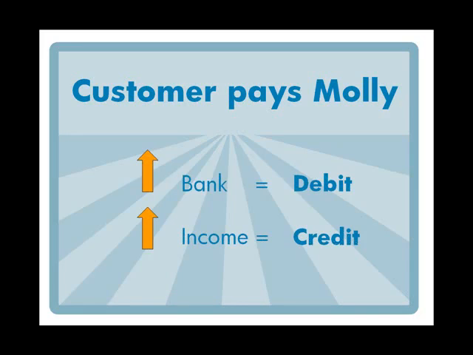So taking the above example of when a customer pays Molly for cleaning services, that's increased the bank balance, which is a debit, and it's also increased the business's income, which is a credit. So the double entry for that would be debit bank, credit sales.